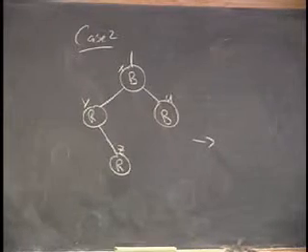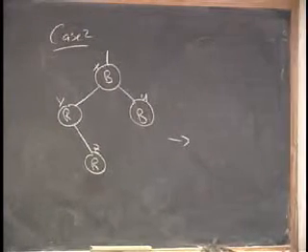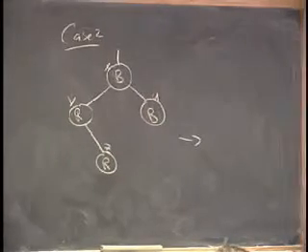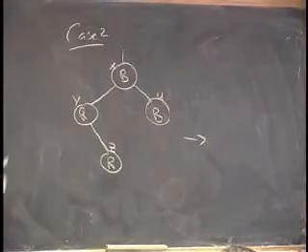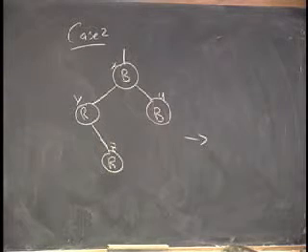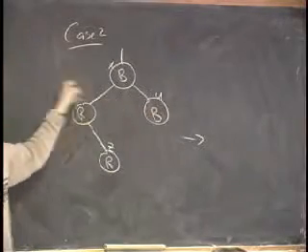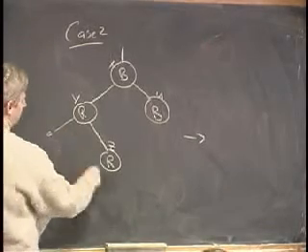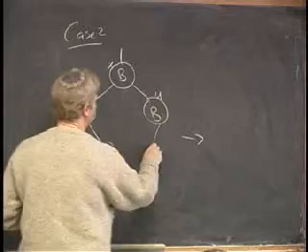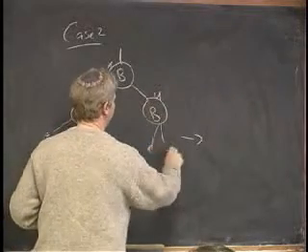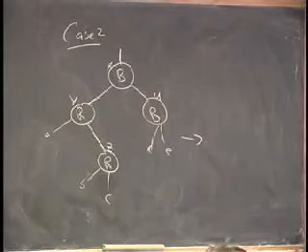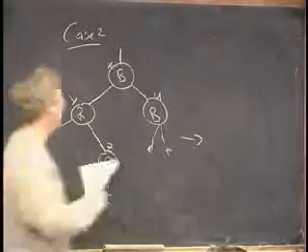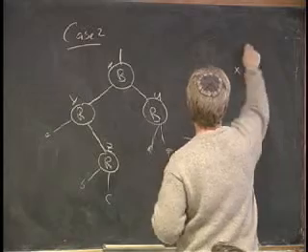I labeled this ZY on purpose because case 2 is going to turn into case 3. Okay? The way we fix case 2 is the worst possible thing. It's got a black uncle, and the thing is in the wrong orientation. A, B, C, D, E. We're going to rotate the YZ combination here to the left. And let's see what we get. We get X at the top.